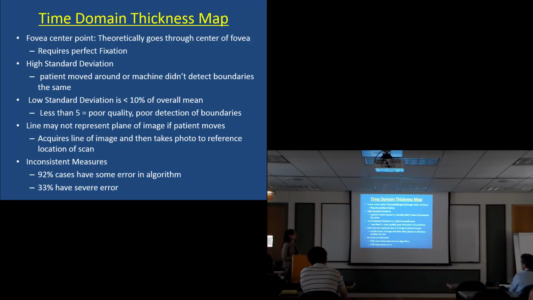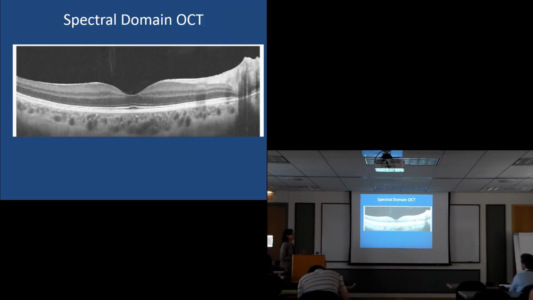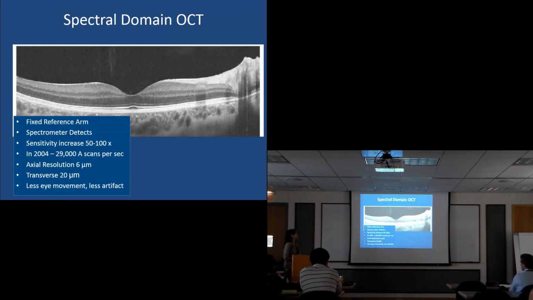Patients move around, the low standard deviation, the line may not represent that plane like we talked about, and the measurements were really inconsistent. So although this really showed us a whole new way of looking at the retina, having the spectral domain technology advanced that. So you can see the numbers are much better. With the spectrometer and the fixed reference arm, we acquire scans much more quickly.